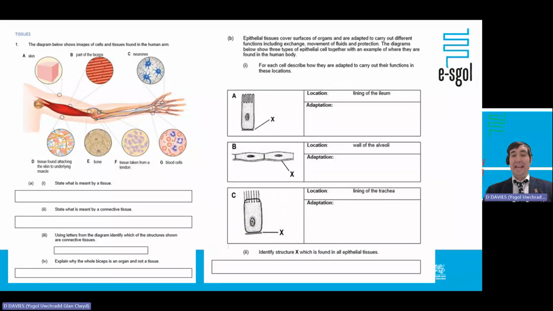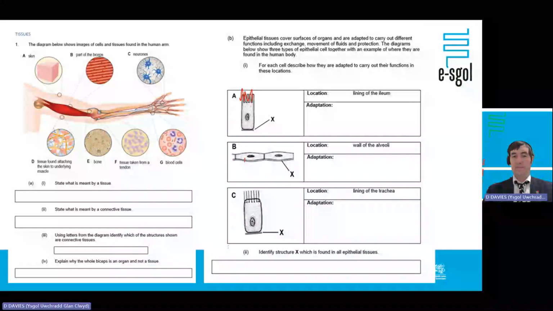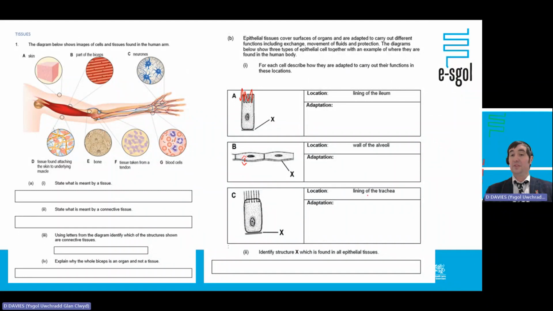Okay, so A is in the lining of the ileum, your digestive system. So why have we got the Bart Simpson hair going on here? Alveolar wall, nice and flat, okay, with a short something something, and then lining of the trachea. Okay, so the lining of your windpipe. Yet again, we've got Bart Simpson going on here with his spiky hair.